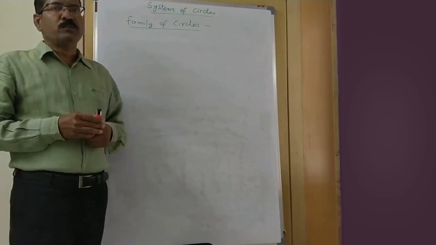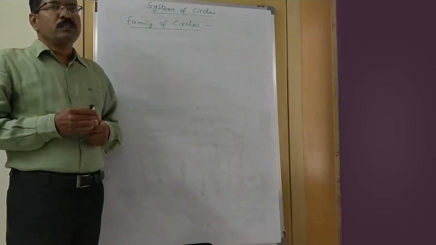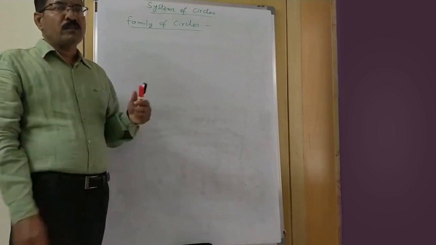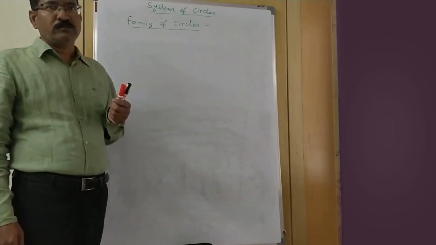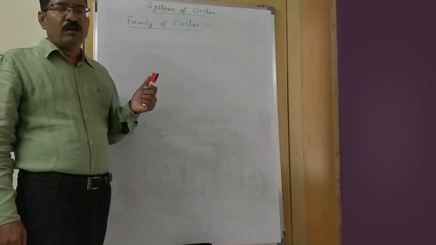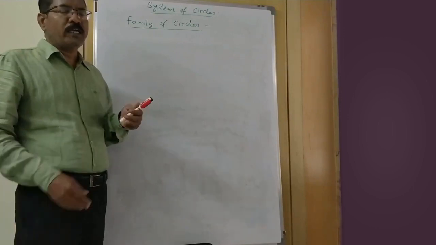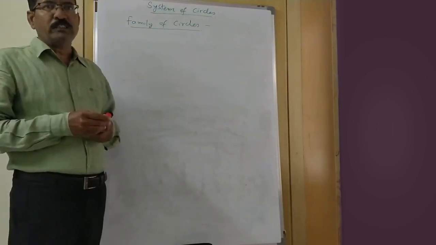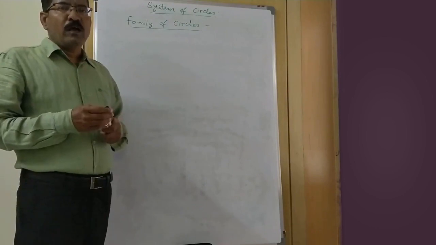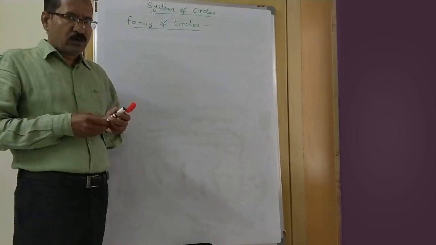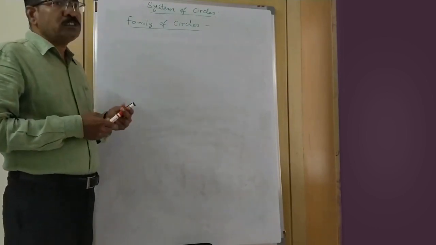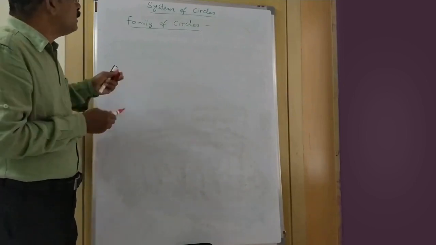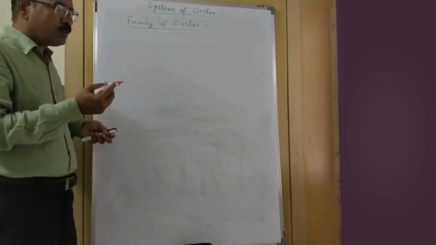Now I am going to introduce the system of circles. In this, you already learned about the angle between two circles and the condition for orthogonality. Let us see the next topic, that is the family of circles.